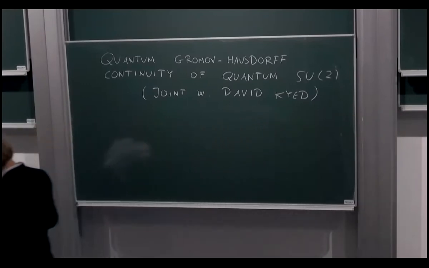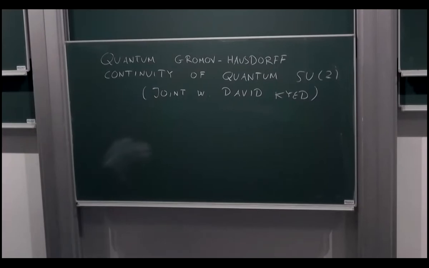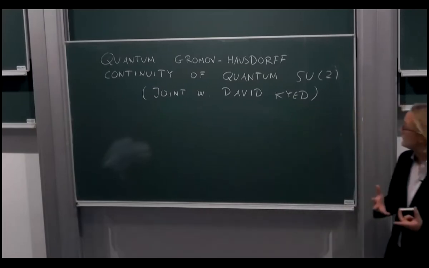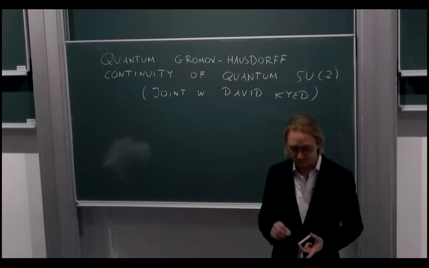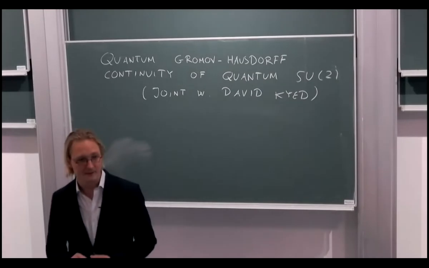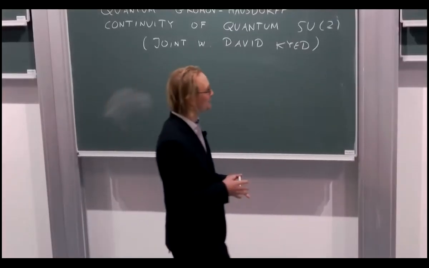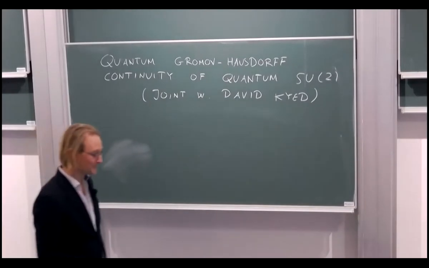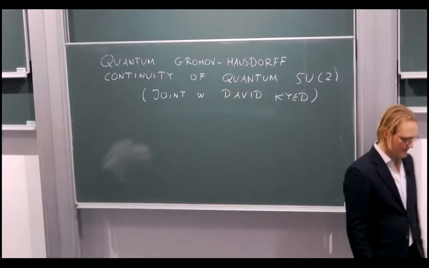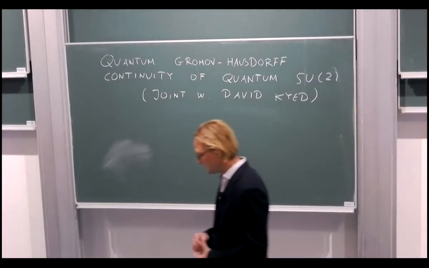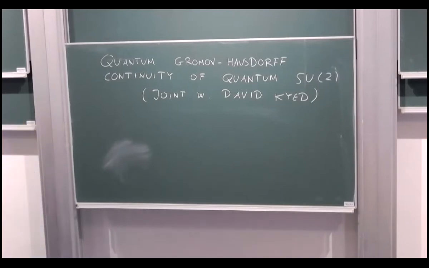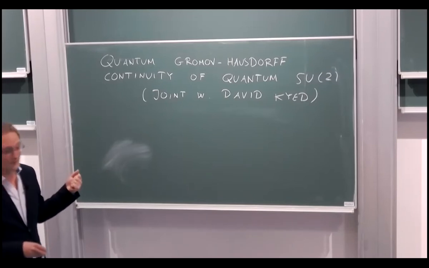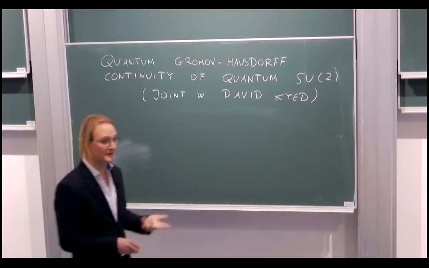This talk is based on joint work with my colleague David Kyd, who's also at the University of Southern Denmark. What we have been doing is studying the spectral metric properties of quantum SU2. This study has two components. First of all, we have been showing that quantum SU2 is indeed a spectral metric space. What does this mean? It means that it's a compact quantum metric space in the sense of Riefel, and moreover that this structure is geometric. In this case, it comes from the pairing between the quantum enveloping algebra for quantum SU2 and the cornered algebra for quantum SU2.